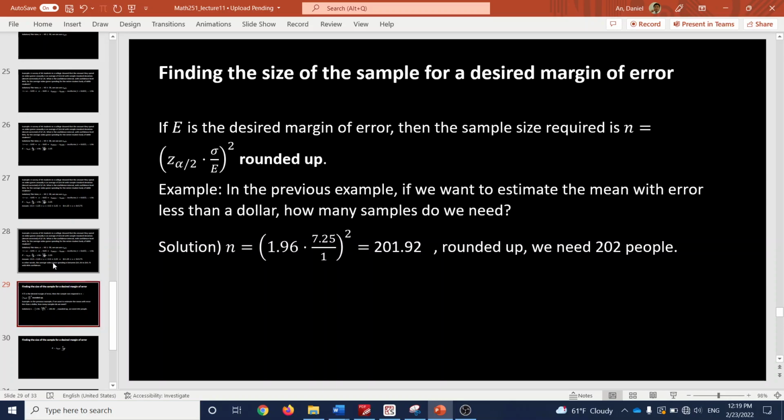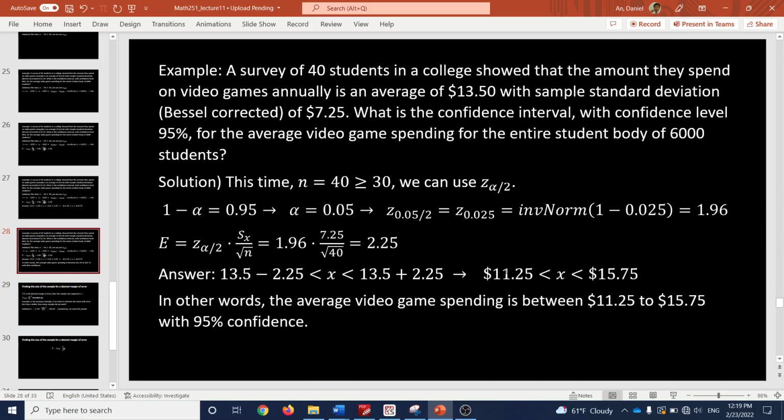I don't like the fact that this confidence interval is so large. The margin of error is $2.25. That's unacceptably large. Let's say the publisher of the newspaper who wants to publish this says, okay, we need to increase the sample. I need this to go down to 1.